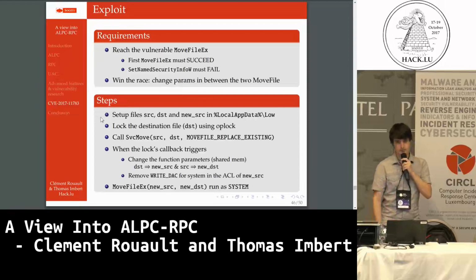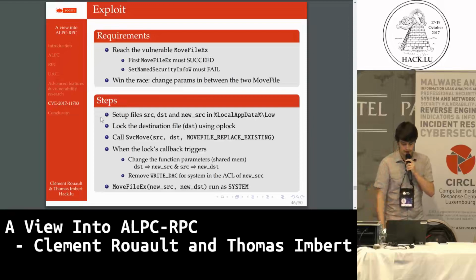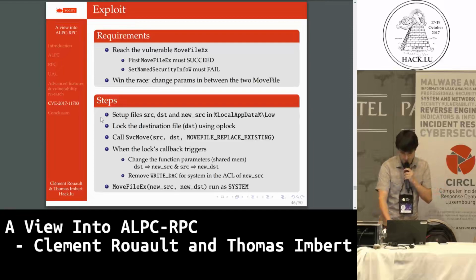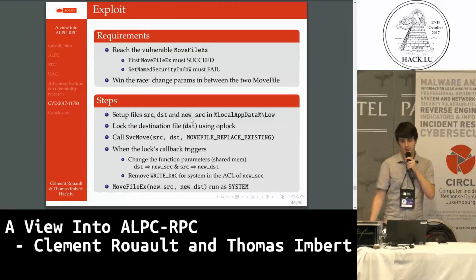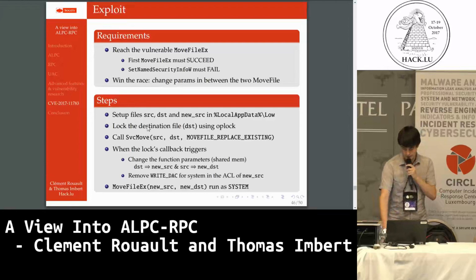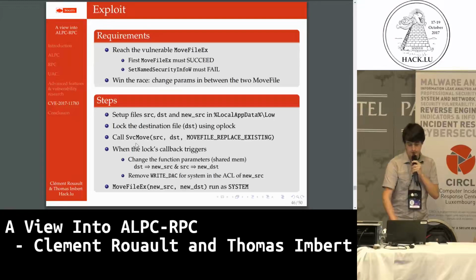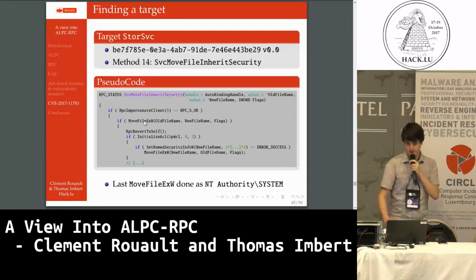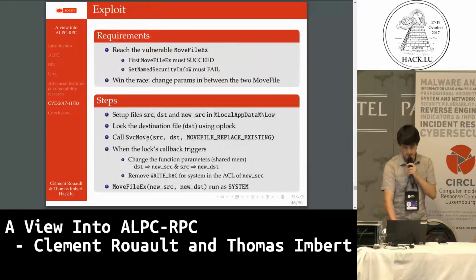So here are the steps to perform the exploitation. You set up 2 useless files and 1 payload file, the file that we want to move anywhere in the system. And you write this file in a writable directory. So we are in a low integrity process, so we can only write to AppData\Local\Low. Then you lock the destination file, so one of the dummy files, using a Windows opportunistic lock. You call the RPC service with the 2 useless files and a flag. And so during the MoveFile, the destination file will be accessed and the lock will trigger.